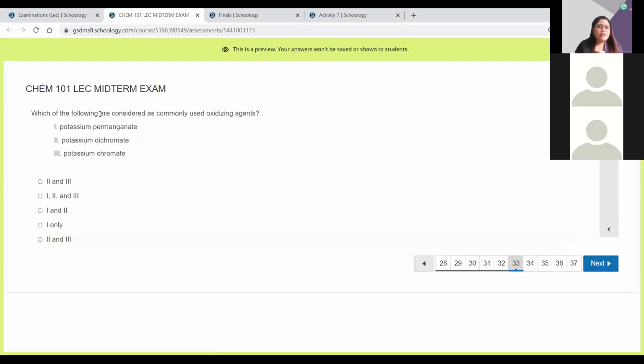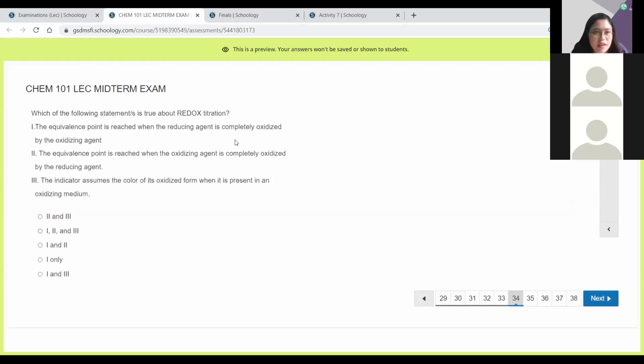And which of the following are considered as commonly used oxidizing agents? Alin dyan yung ginagamit natin? We have potassium permanganate is correct. Potassium dichromate is also correct. I think this one is included in the last portion of our PowerPoint presentation. We only have 2, potassium permanganate and potassium dichromate. The other one, potassium chromate, is not really used as an oxidizing agent.